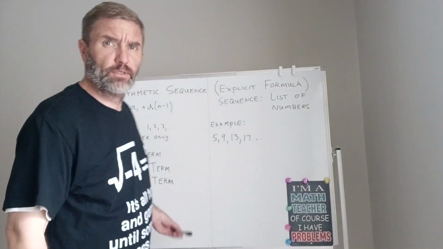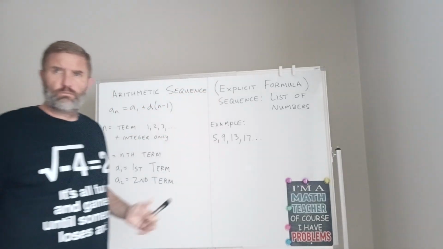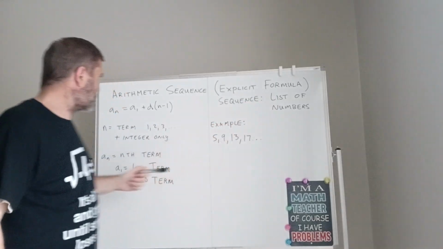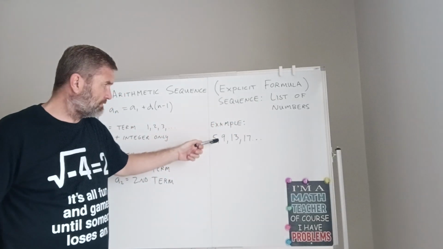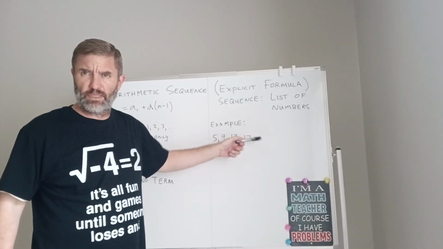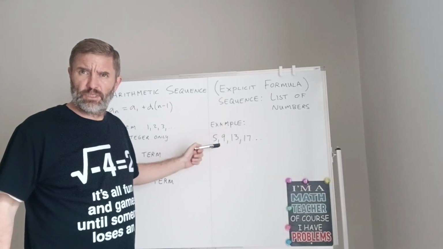Today we're going to talk about arithmetic sequences and the explicit formula. So, vocabulary real quick. A sequence is a list of numbers. An example here: 5, then 9, 13, 17. Those three dots mean that the sequence continues on forever with the same pattern that you see here.